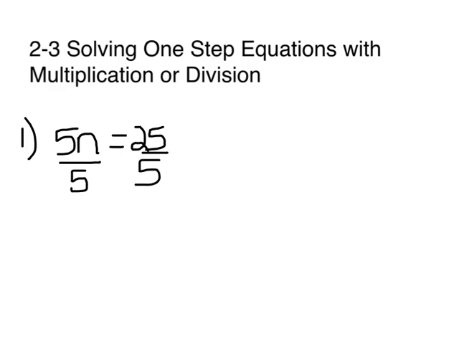On the left side, we have 5 divided by 5, which is 1, so those 5's cross off, and we're left with n. On the right side, we get our answer of 25 divided by 5, which is 5.